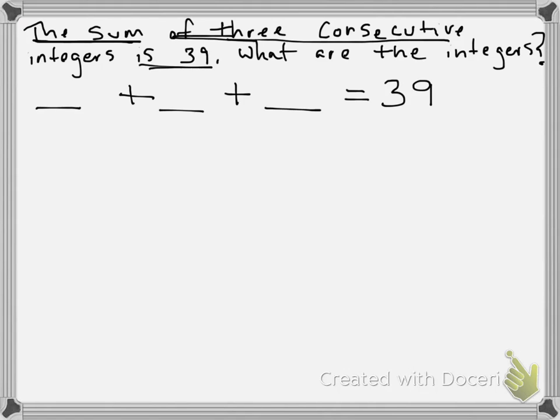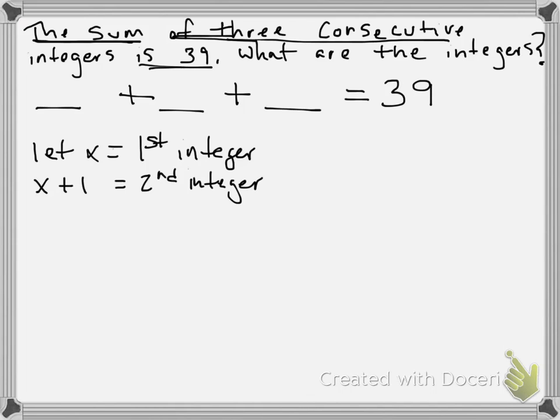Now I have to deal with this idea of 3 consecutive. Well, consecutive means one right after another. So I'll have my let statement. Let x equal the first integer. Then how am I going to get consecutive? Well, it's x plus 1 more, and that will equal the second integer.